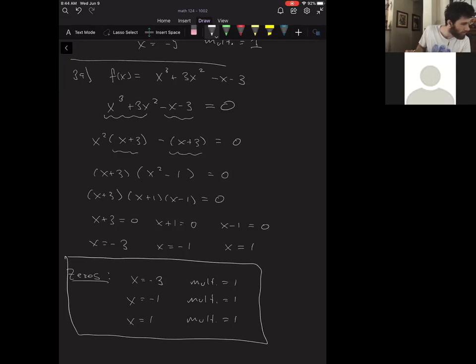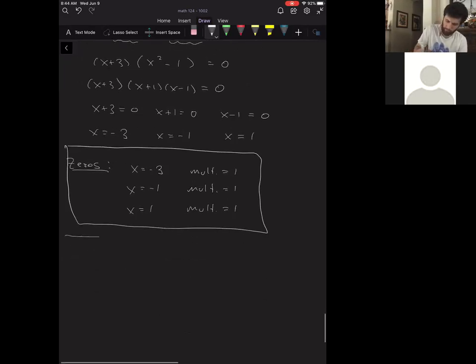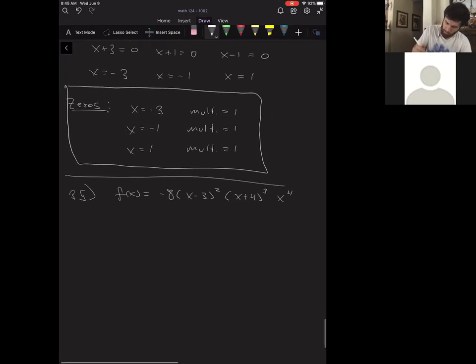Let's see. Let's also do 35. So here, f of x, 35, is equal to minus 8 times x minus 3 squared times x plus 4 to the 3 times x to the 4. So we have to find the zeros of this and see what their multiplicities are. So we need to solve this equation.